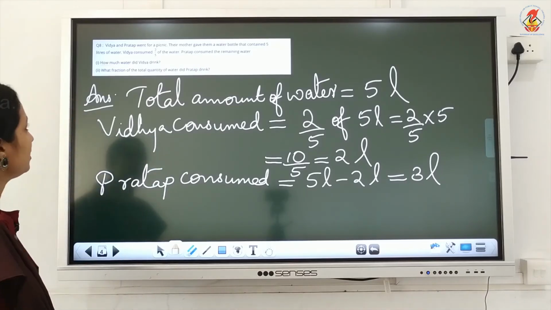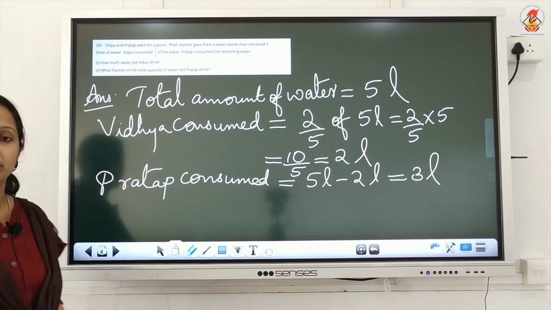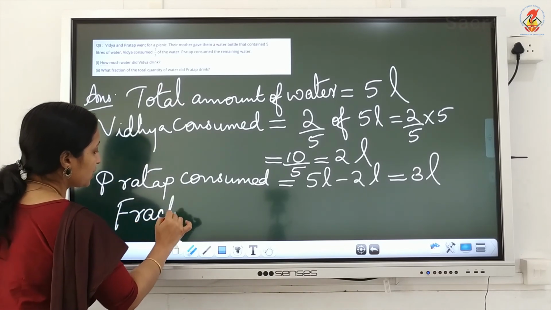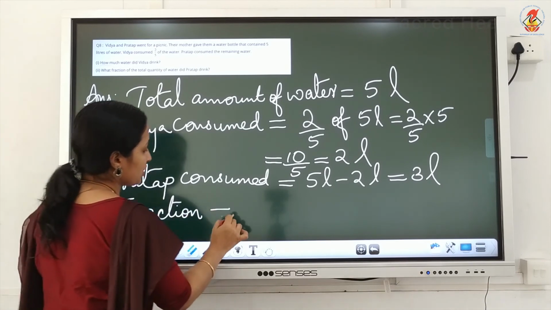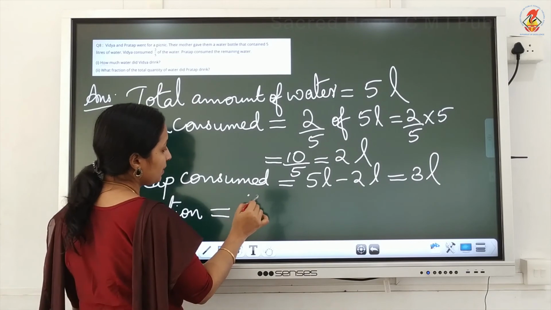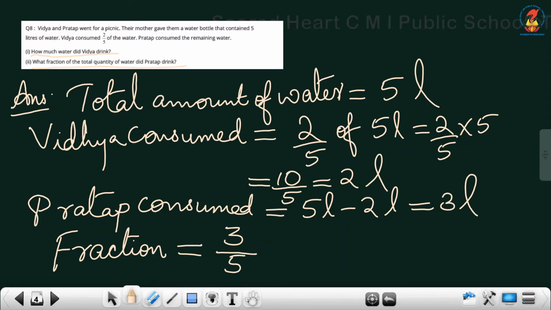Now, one more question is there. What fraction of the total quantity? We have to write the fraction also. How will we write the fraction? Fraction means water consumed by Pratap. What is the water consumed by Pratap? 3 by, what was the total quantity? 5. So, what is the fraction? 3 by 5. The fraction of water consumed by Vidya is 2 by 5. And the fraction of water consumed by Pratap is 3 by 5.